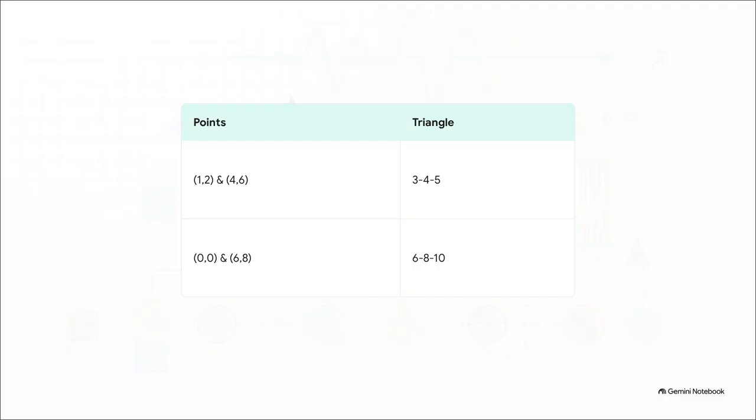It gets better. When we plug real points into this formula, these beautiful classic patterns start to emerge. Say we want the distance between the points (1, 2) and (4, 6). The horizontal difference is 3. The vertical difference is 4. Well, 3 squared plus 4 squared is 9 plus 16, which equals 25. Take the square root and you get 5. We just visually built a perfect 3, 4, 5 right triangle. The exact same thing happens with points (0, 0) and (6, 8), popping out a perfect 6, 8, 10 triangle.